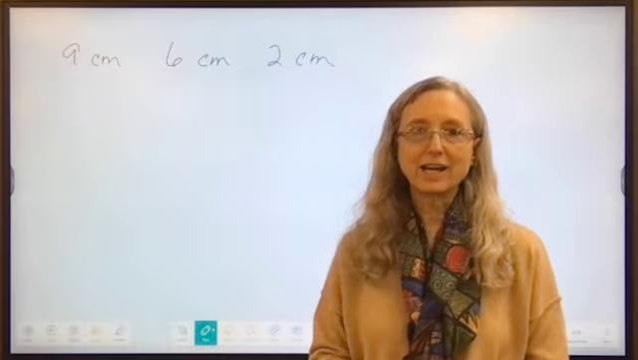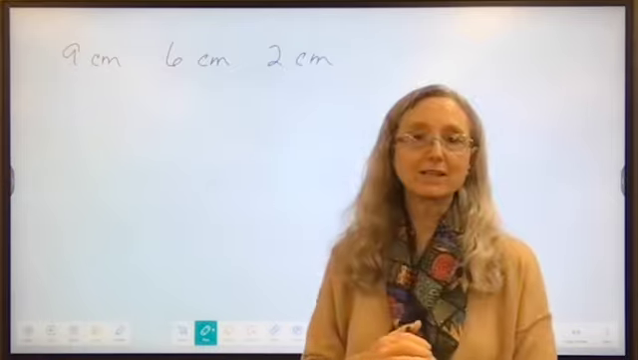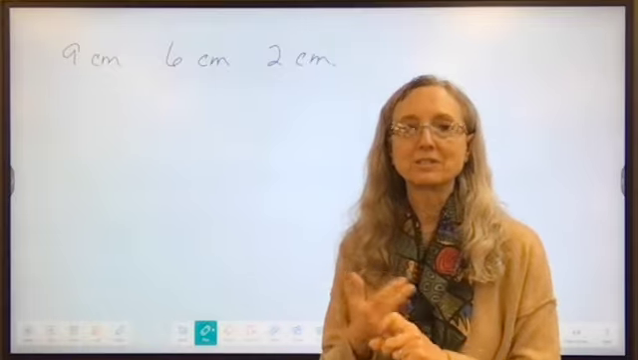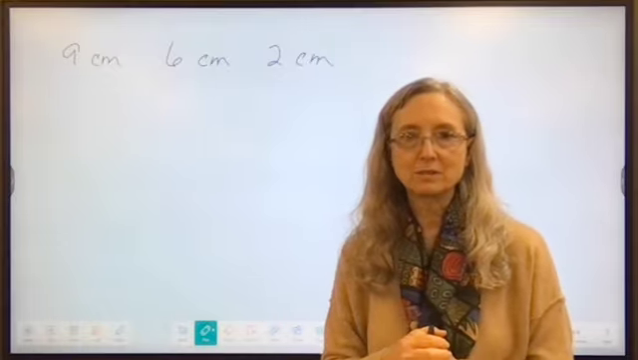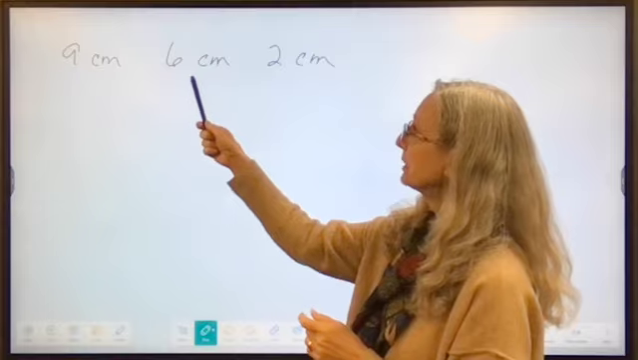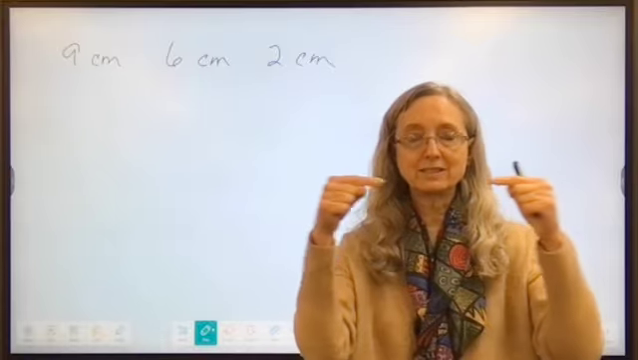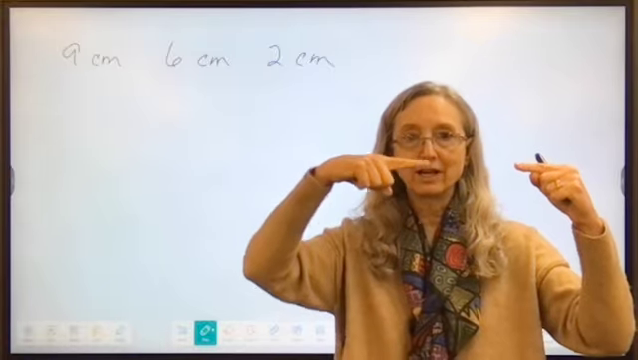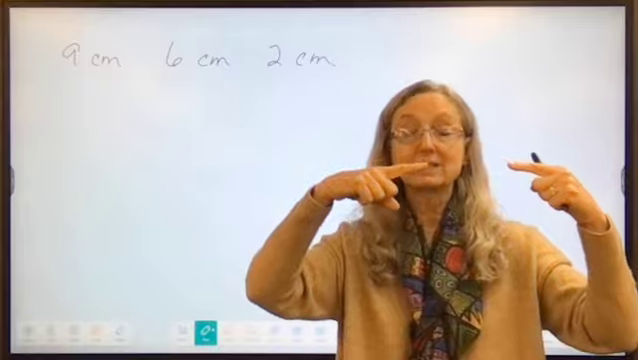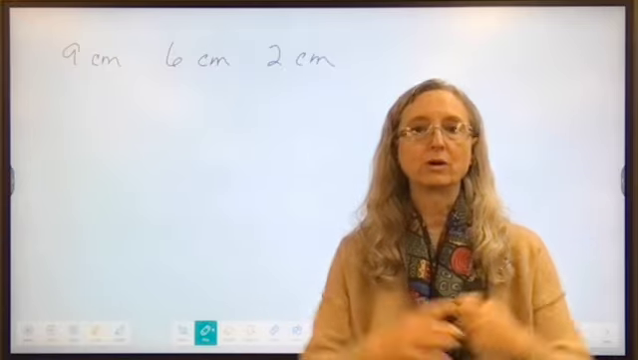Let's try the same exercise. I traded out my 5 centimeter stick for a 2 centimeter stick. So now I have 9 centimeters, 6 centimeters, and 2 centimeters. Would that form a triangle? 6 plus 2 is not greater than 9. So if this was my 9 centimeter long side, my 2 and my 6 centimeters would just lay flat and wouldn't form a triangle.